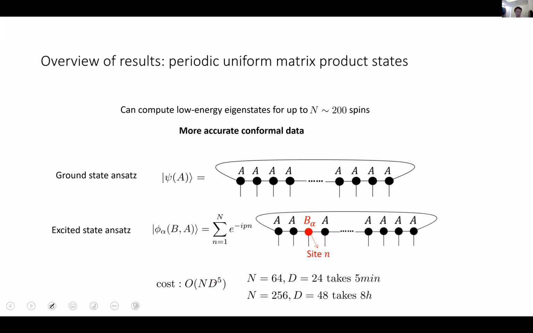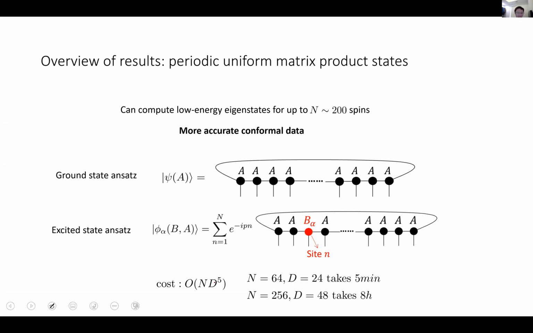So we want to go to larger system sizes because, as I said before, larger size makes better approximations. Here is the technique. We make a technique with which we can compute low-energy eigenstates for up to roughly 200 spins. It could be more than 200 if you have more computational resources. And this will give us much more accurate conformal data than before.